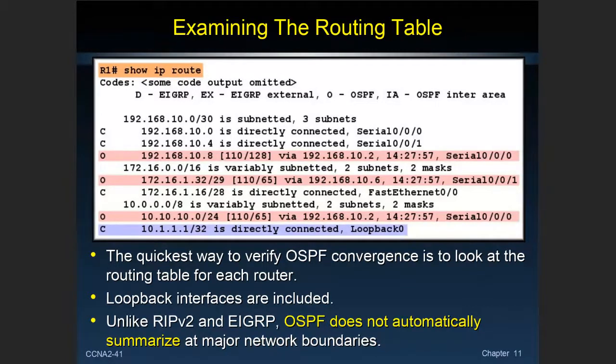Now RIP version 2 and the older EIGRP automatically summarize in an attempt to keep the number of lines in routing tables lower. OSPF does not automatically summarize, so you'll have to manually summarize with it.